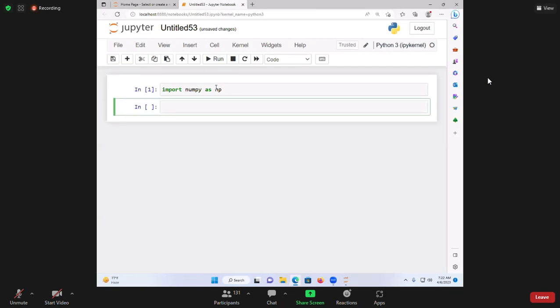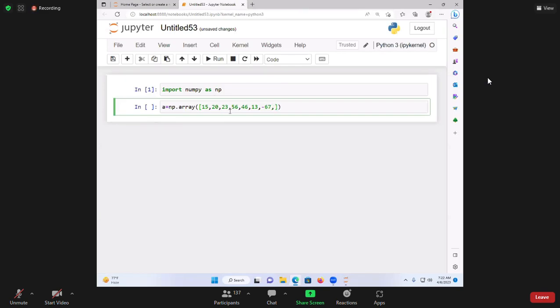import numpy as np. Now I'll take the list of elements. A is equal to directly np.array of, I'll take some elements: 15, 20, 23, 56, 46, and then 13, and the element minus 67.